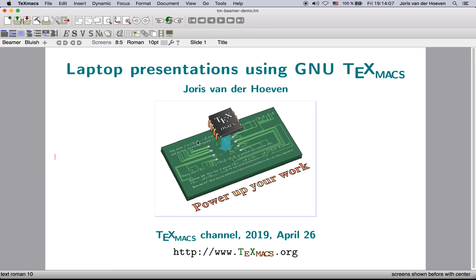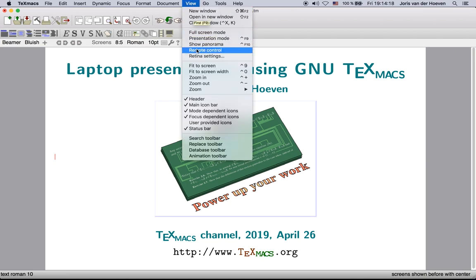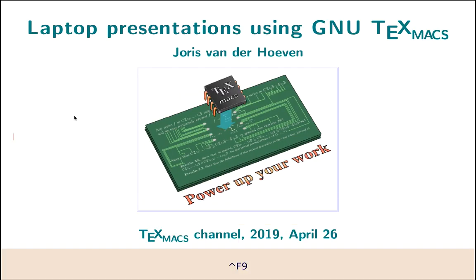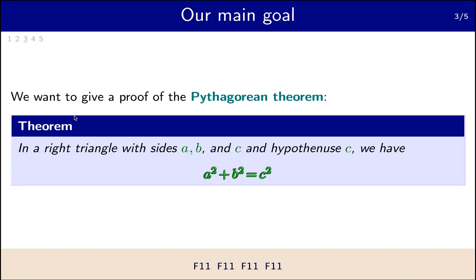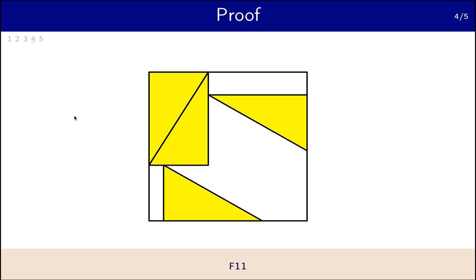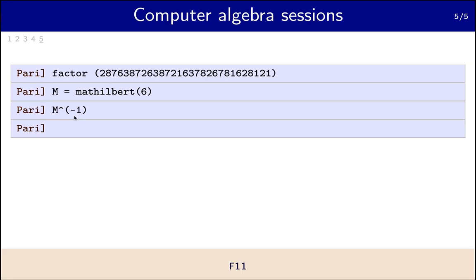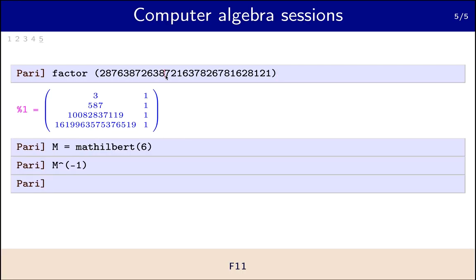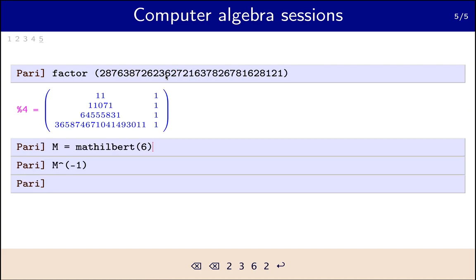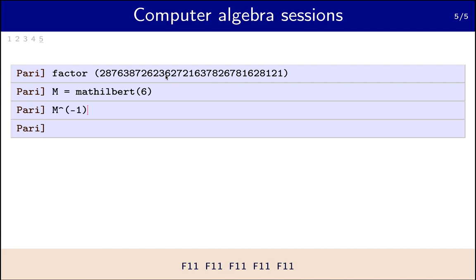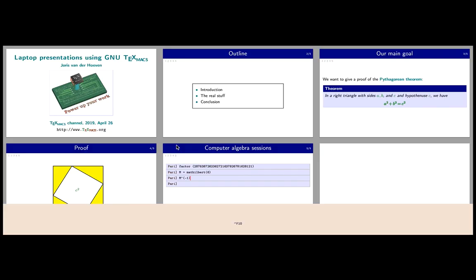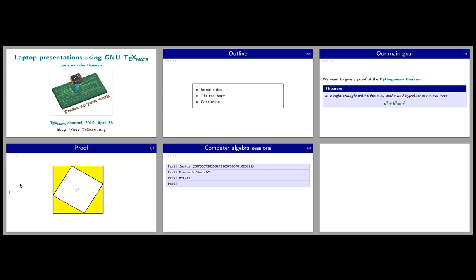You may switch to full screen presentation mode using Ctrl F9. Before doing that, you may first wish to activate your remote controller. TeXmacs also supports a panorama mode, which can be toggled using Ctrl F10. You may use it to quickly jump to another slide in your presentation.